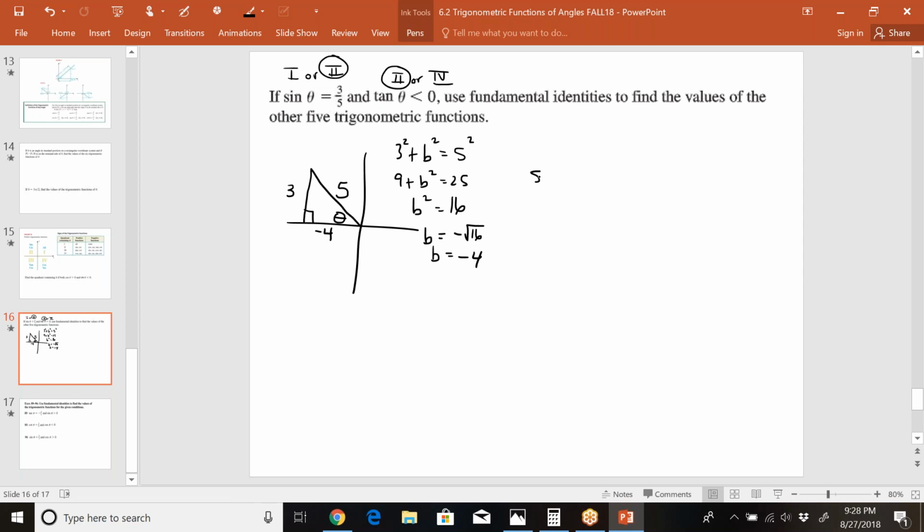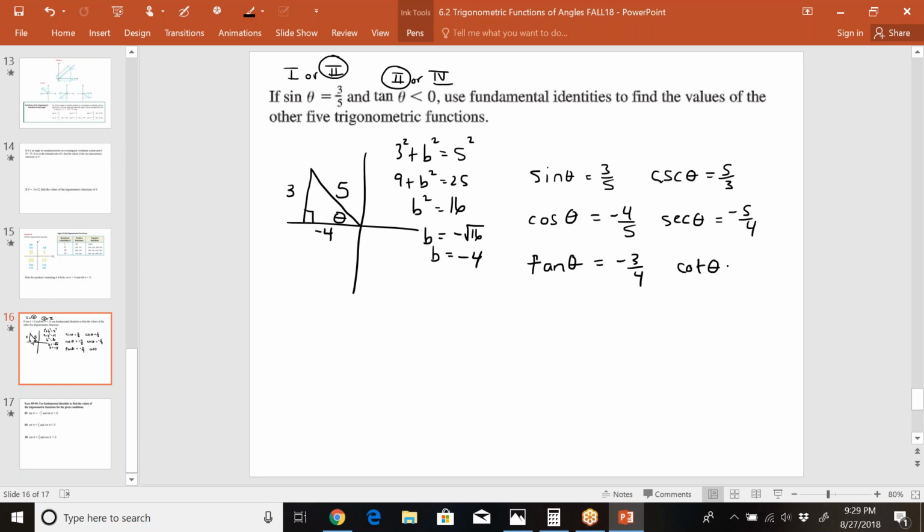So then we go to do our trig ratios. We already know sine of theta is 3/5. That means that cosecant of theta is 5/3. Cosine of theta is adjacent over hypotenuse, so -4/5. Secant then would be -5/4. Tangent of theta is opposite over adjacent, so that's -3/4. And notice cotangent theta is -4/3. So notice the only things that came out positive in quad 2 were sine and cosecant. That does prove the little theory we had from the other part.